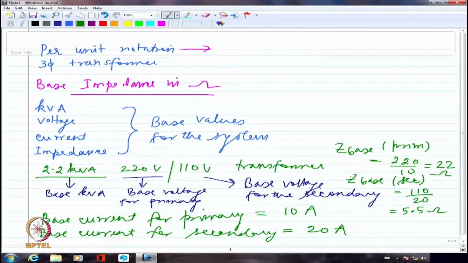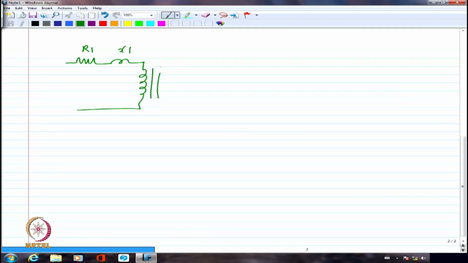Let me take the same transformer. Let us say I am defining here R1, X1, and this is my primary. I am not unduly worried about RC and XM because I am going to talk more about voltage regulation and maybe more about I square R losses. That is the reason why I am looking at mainly the series parameters. So, I have this, and on the secondary side, I am going to have R2, X2, and here is my load.